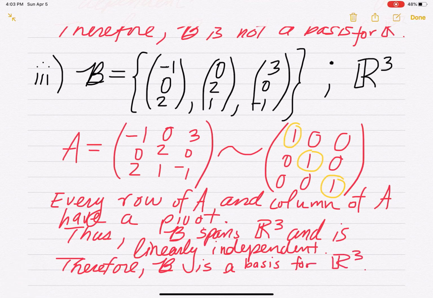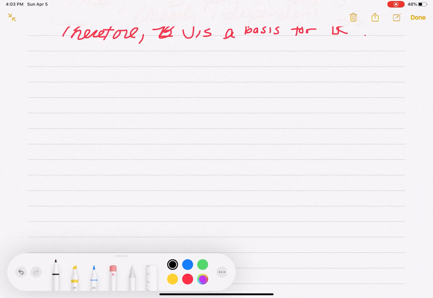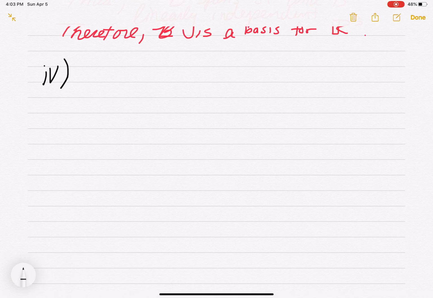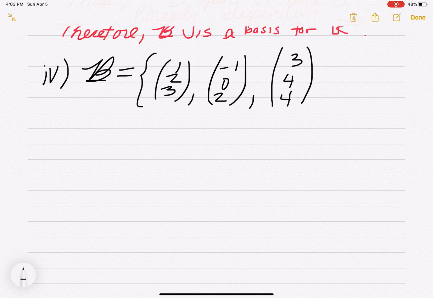All right, good stuff. Let's do one final example here. Number 4. Here it is. Okay, I have a set of vectors B consisting of 1, 2, 3 as my first vector. My second vector is negative 1, 0, 2. My third vector is 3, 4, 4. And we're asking again, is this a basis? In other words, can you build R3 from these 3 vectors? And are those vectors linearly independent?